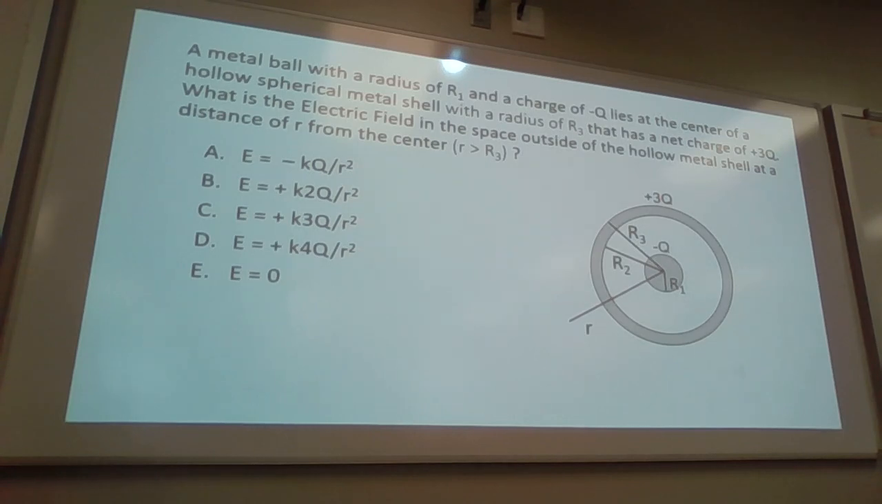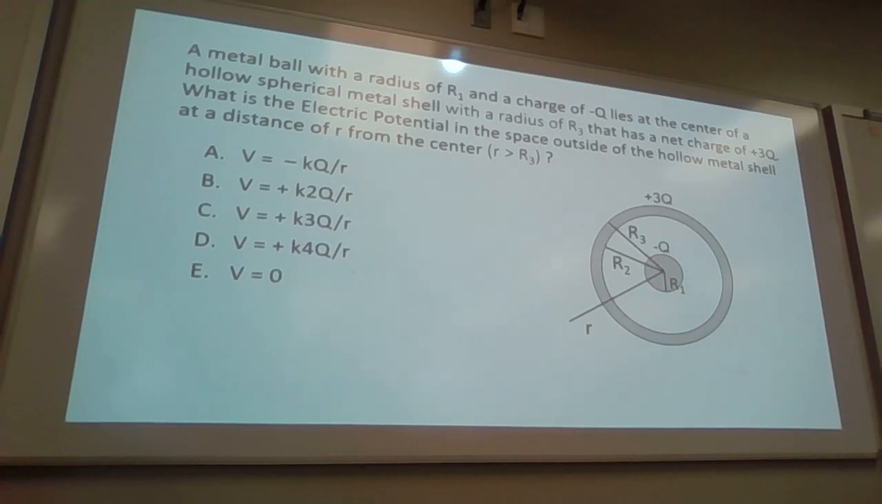Total charge enclosed, +2, with the Gaussian surface. Okay, this is asking for electric potential. Thumbs up when you have an answer. There are multiple ways you can remember to get this. Correct answer is B. B again.